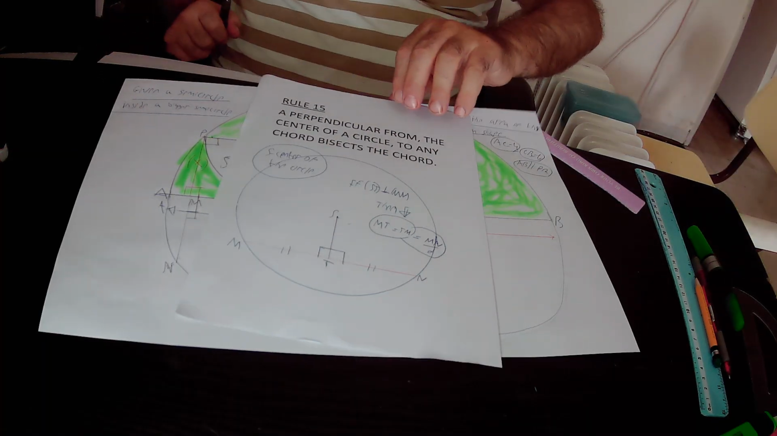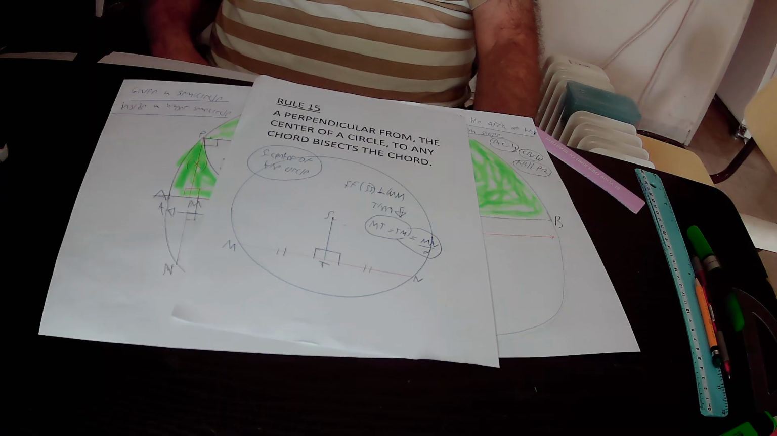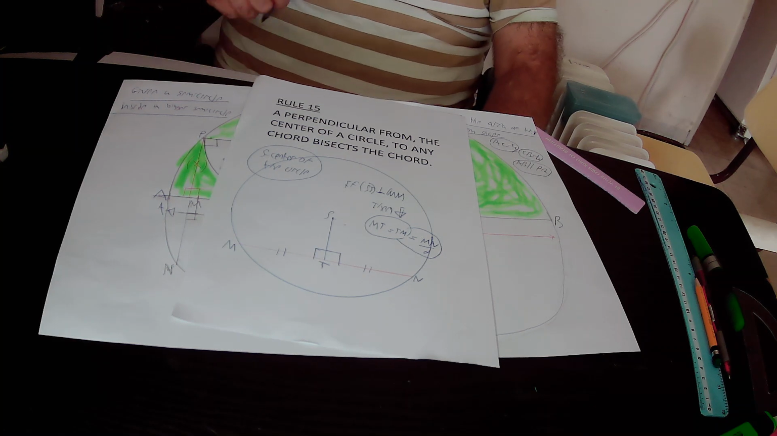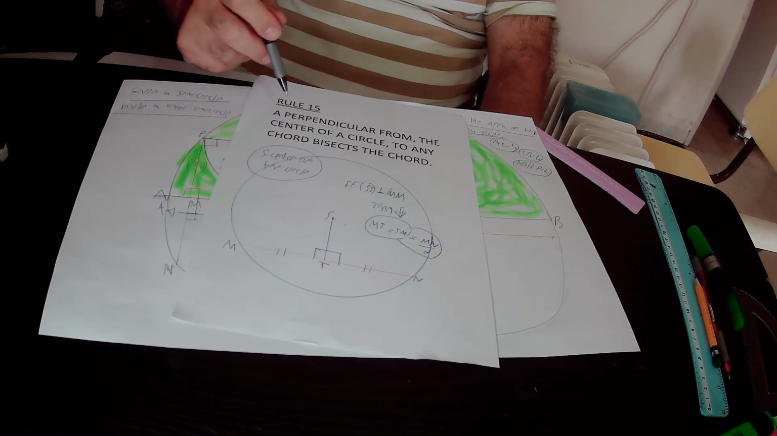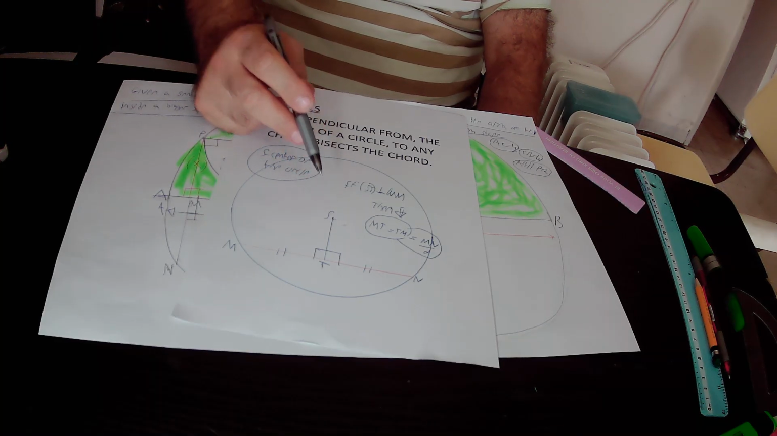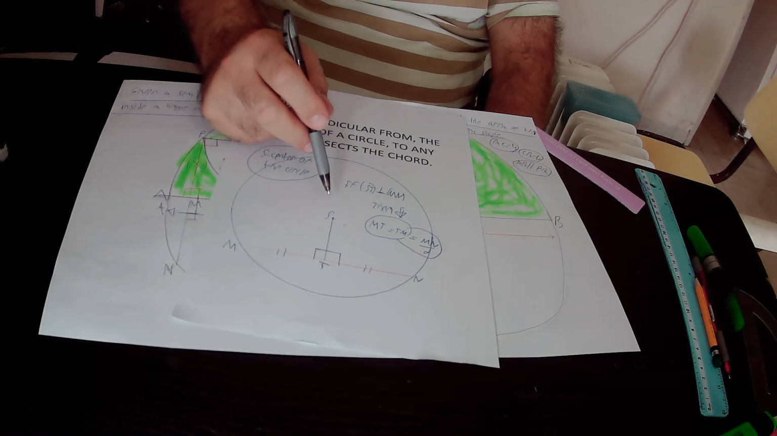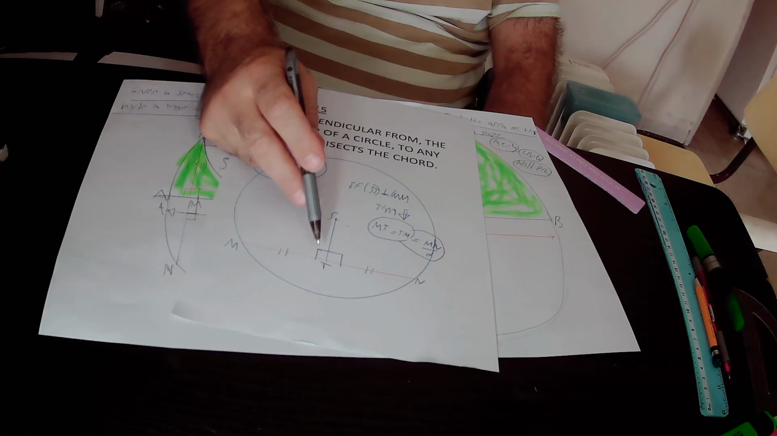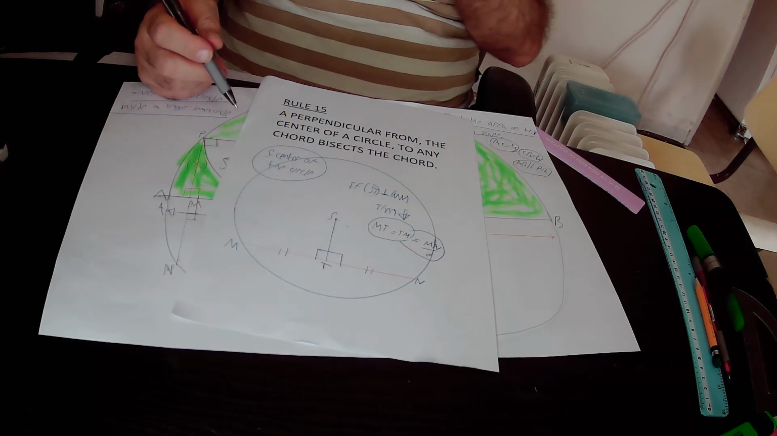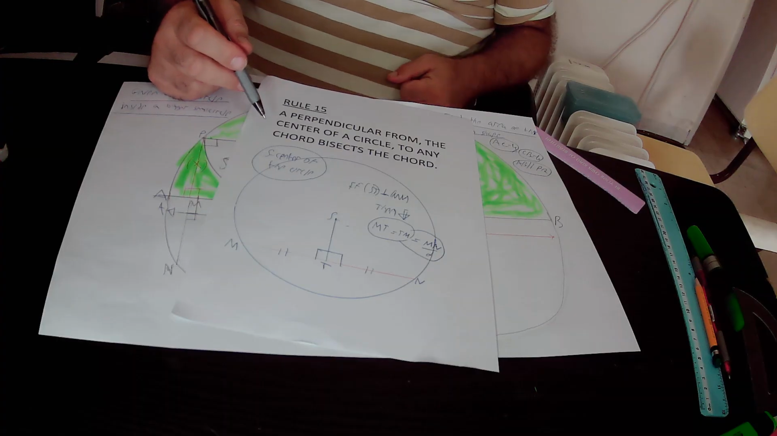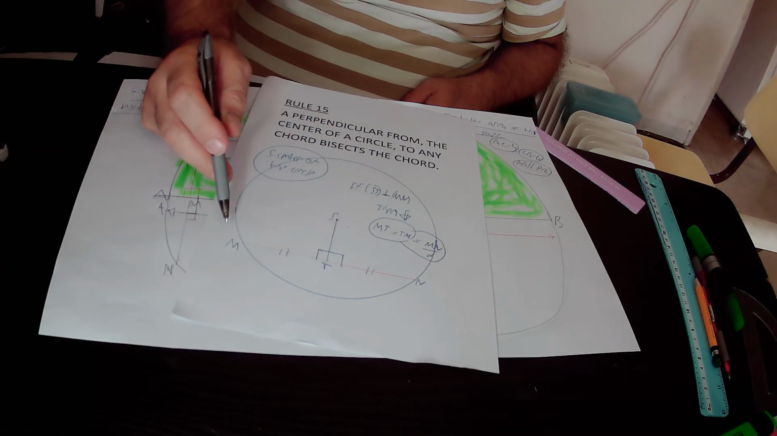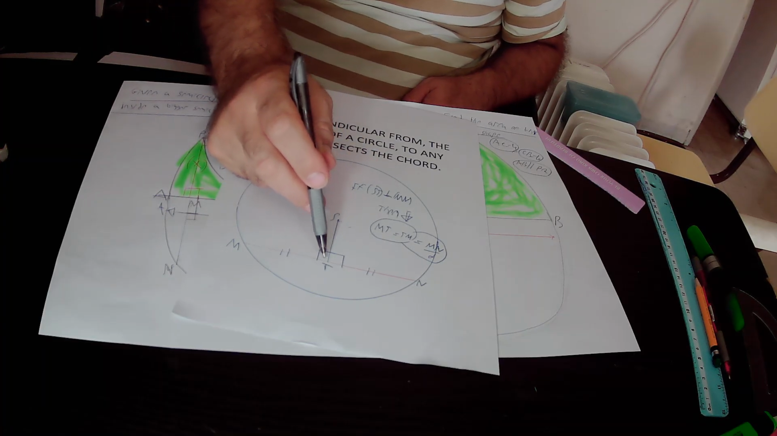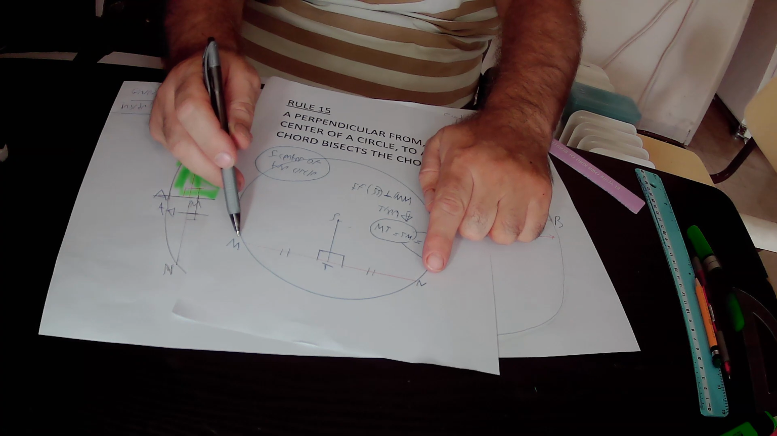Repeat again, according to rule 15, a perpendicular from the center of a circle towards any chord bisects the chord. In the drawing, we have a circle. Point S is the center of this circle. From point S, we have perpendicular ST on chord MN. And according to rule 15, perpendicular ST bisects chord MN. If ST bisects chord MN, it means that at point T, chord MN has been bisected into two halves.